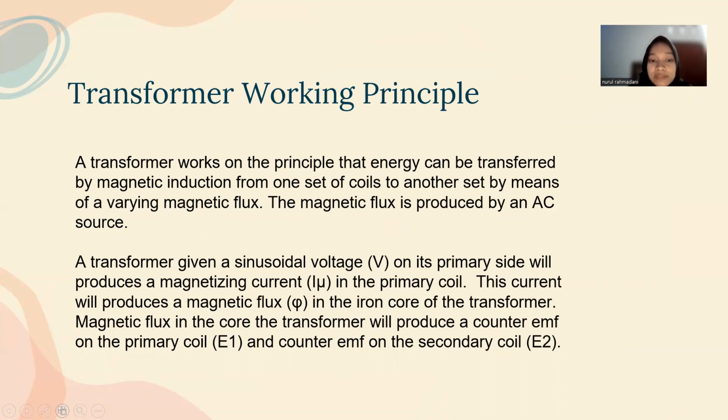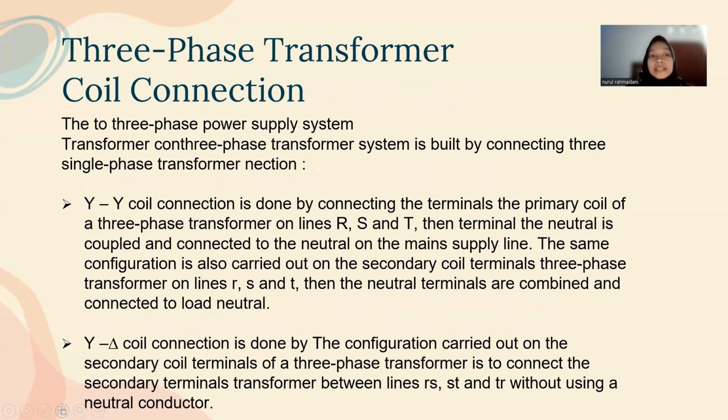A transformer given a sinusoidal voltage on its primary side will produce a magnetizing current in the primary coil. This current will produce a magnetic flux in the iron core of the transformer. Magnetic flux in the core of the transformer will produce a counter EMF on the primary coil and a counter EMF on the secondary coil.